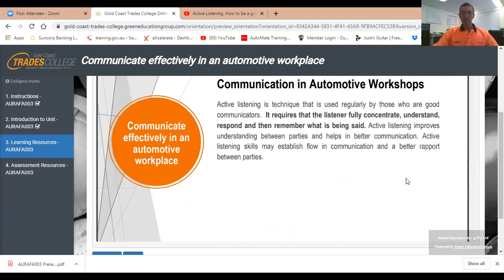Communication is a two-way street. Communication requires speaking, and it also requires listening. There's a term called active listening, and that is a technique that's used regularly by those who are good communicators. It requires that the listener fully concentrate, understand, respond, and then remember what is being said. Active listening improves the understanding between parties and helps better communication. Active listening skills may establish flow in communication and better rapport between parties.